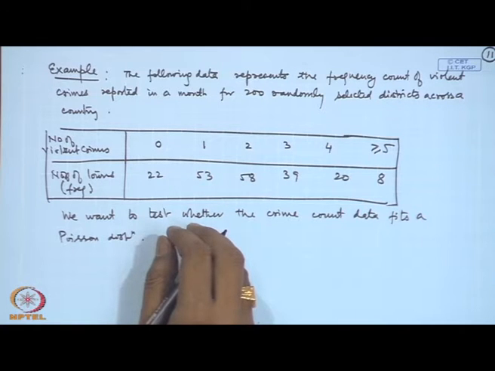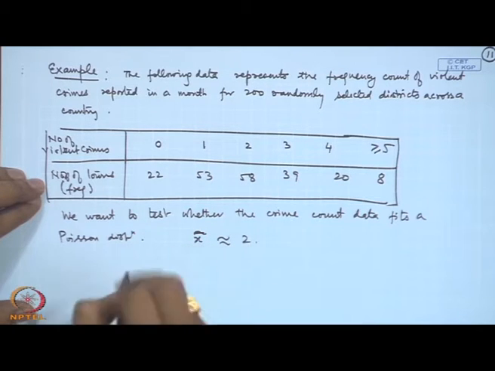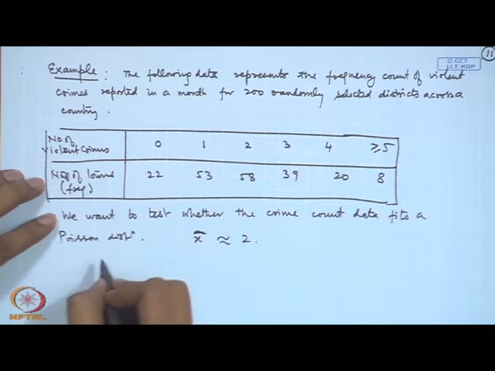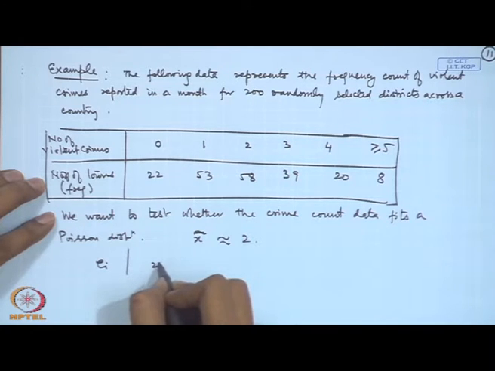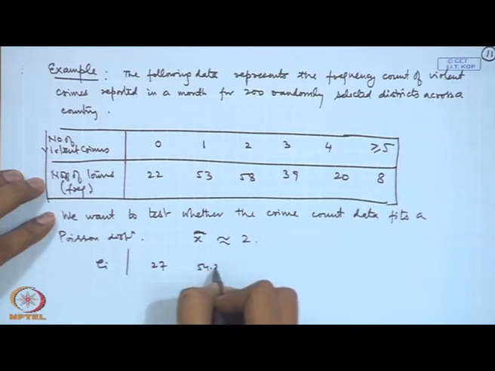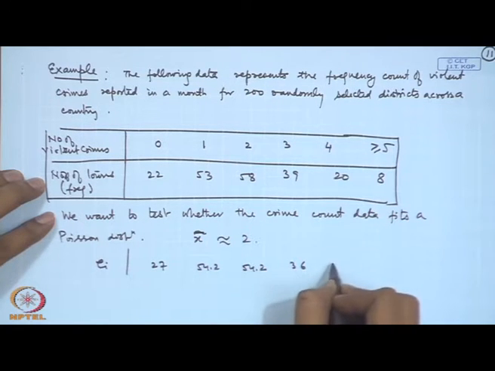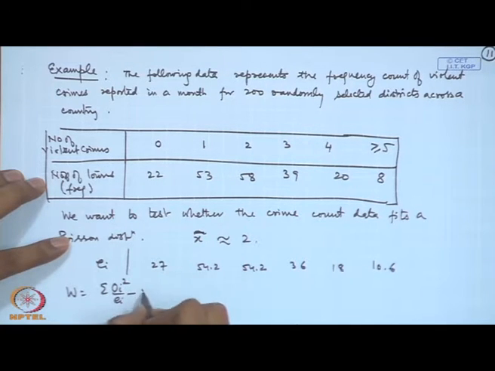So, once again you can check here that x bar is approximately 2, it will be 2 point something. I am just writing 2 here because that is sufficient for our purposes, and we calculate the expected frequencies. Expected frequencies will become 27, 54.2, 54.2, 36, 18 and 10.6. So, if we calculate W, that is sigma O I square by E I minus n, then it turns out to be 2.33.